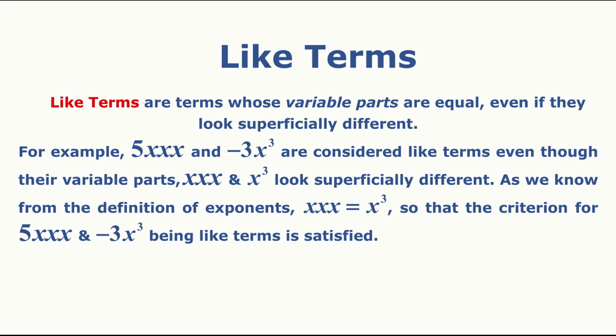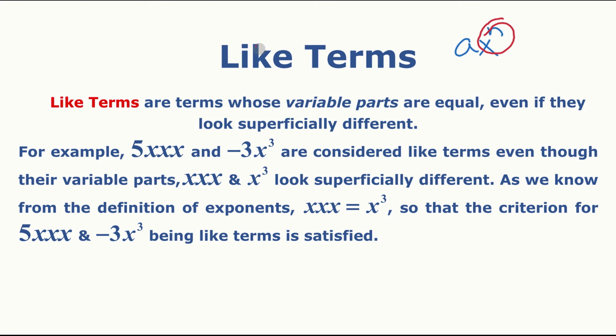Okay, so we're finally ready to define like terms, and like terms are basically terms whose variable parts are equal. If you recall, when we defined the expression of the type ax to the n, we said this part is the variable part, right? Including the base and the degree. So this part, the coefficient, can be different, but as long as these parts are the same, we consider two terms to be like terms.